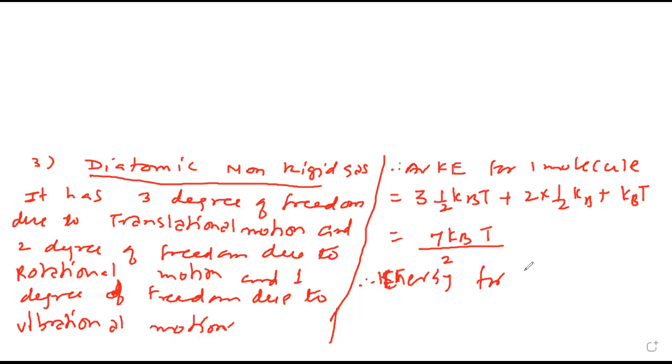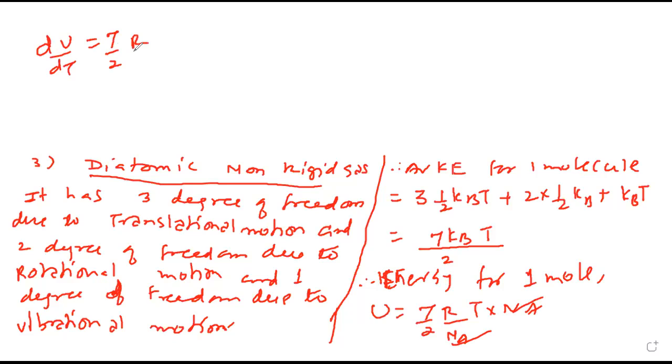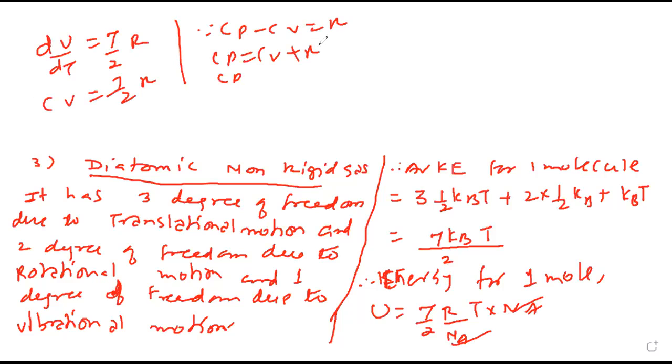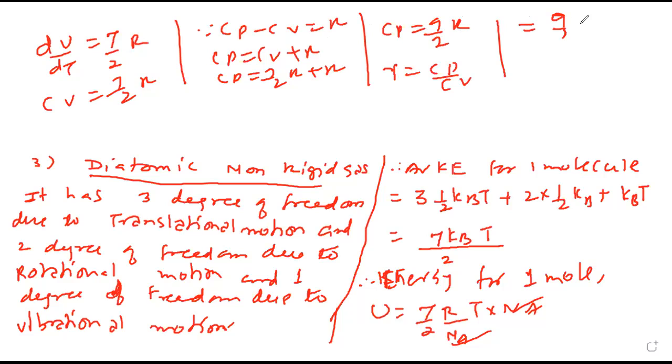Energy for 1 mole, U equals 7/2 R/NA into T into NA, NA cancel. So dU upon dT is 7/2 R. Cv equals 7/2 R. Since Cp minus Cv is R, Cp is Cv plus R, Cp is 7/2 R plus R, so Cp equals 9/2 R. Gamma equals Cp upon Cv, so it is 9/2 R upon 7/2 R equals 9/7. Copy the third one. Then after that radiation will start.